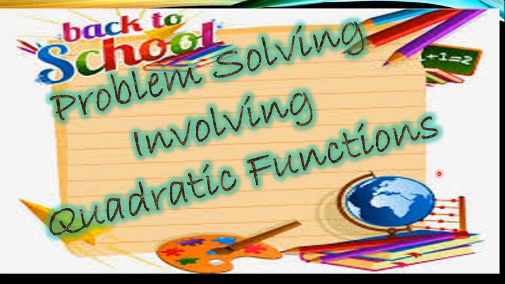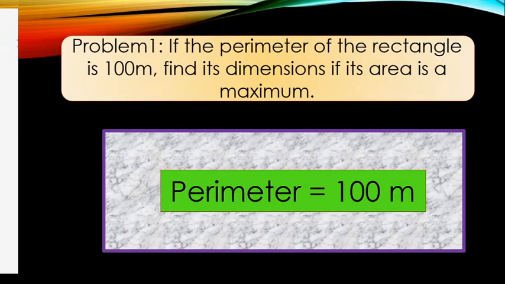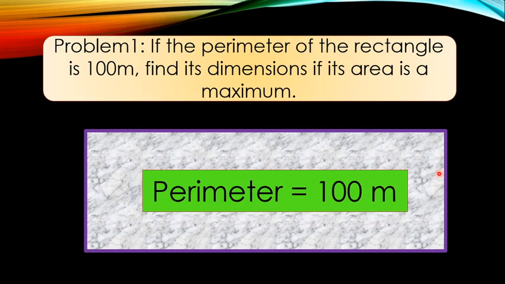Okay, for our last topic for today, we have the problem solving involving quadratic function. I have here an example. If the perimeter of a rectangle is 100 meters, find its dimensions if its area is a maximum. For example, perimeter is equal to 100 meters. Now, we're going to find all the dimensions that will arrive at 100 meters.